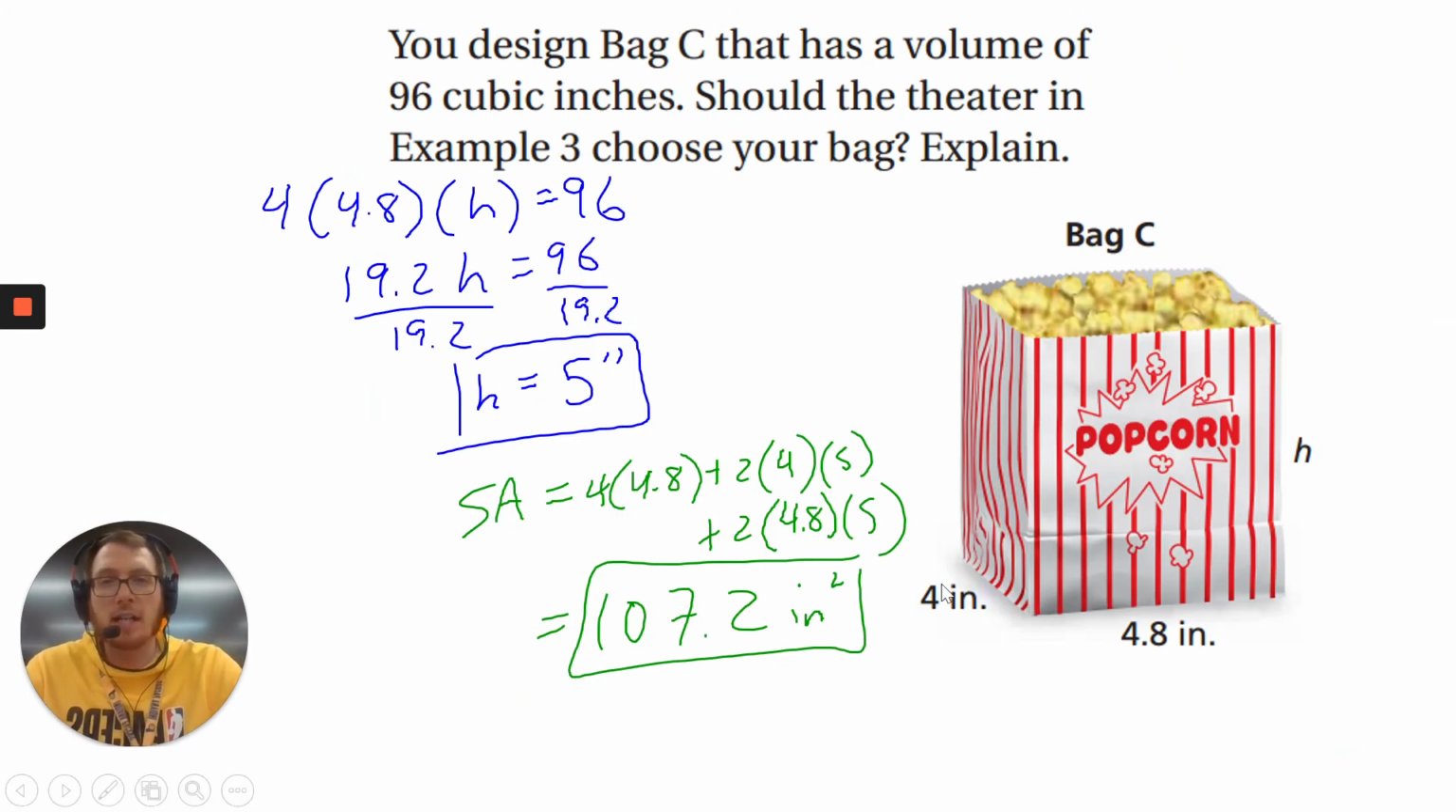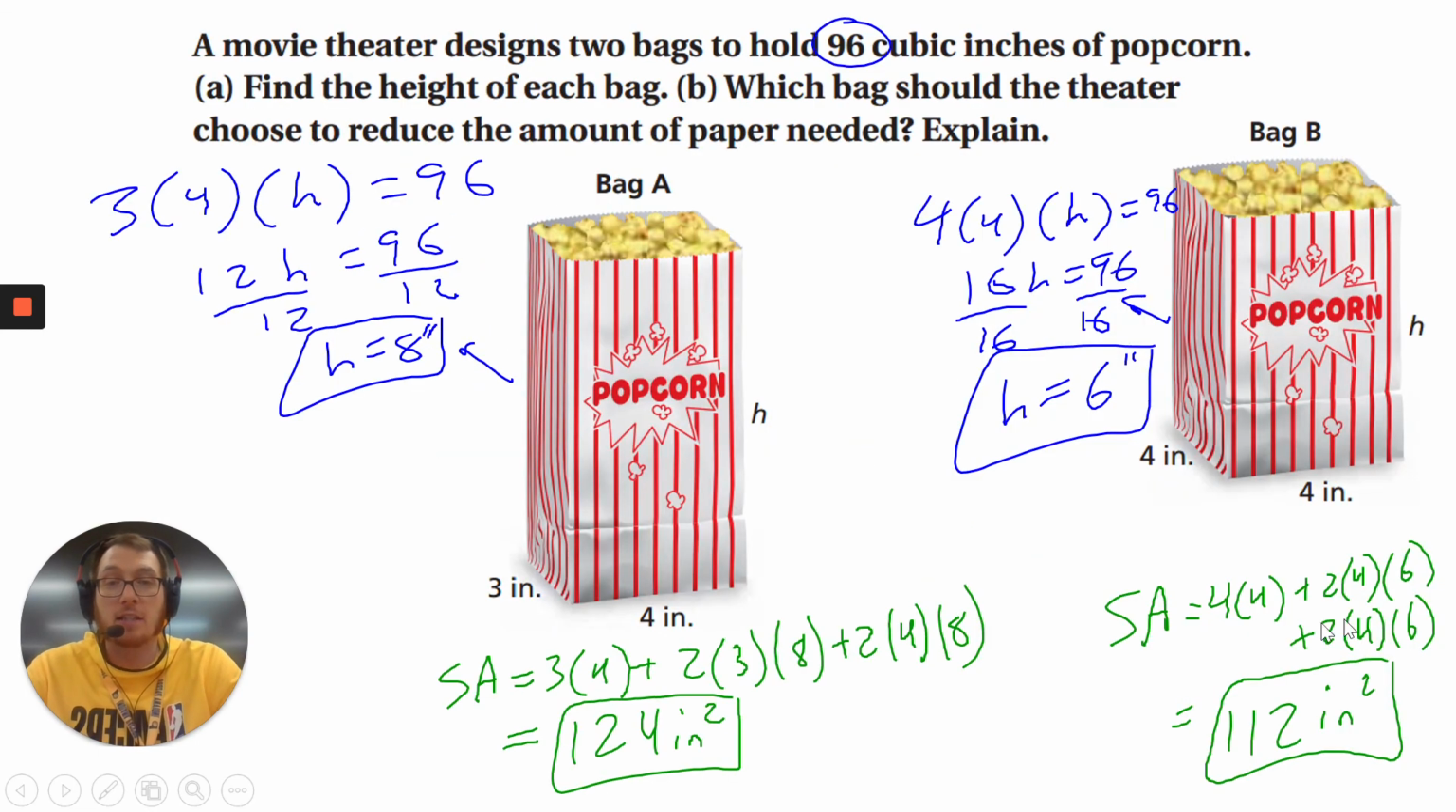This is a third design, so same idea, 4 times 4.8 times h. 4 times 4.8 times h equals 96. So that's 19.2 when I multiply the two numbers on the left side. Divide by it on both sides and I get h equals 5. I do the surface area idea. So 4 times 4.8, there's only 1 of those on the bottom because the top is open. 2 of the 4 by 5s, 2 of the 4.8 by 5s, and I get 107.2. So actually this bag's even better than the first two because its surface area is even less than this 112 or 124.